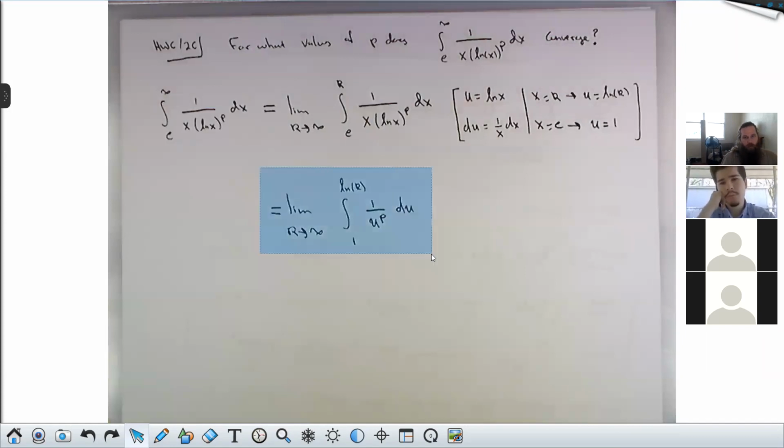One way of finishing the problem from here is to consider 3 cases: p less than 1, p equal to 1, and p bigger than 1, and then to crunch out your antiderivatives. But there's a much smarter solution.